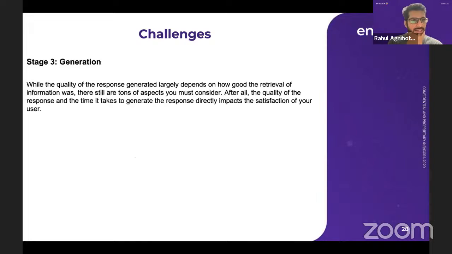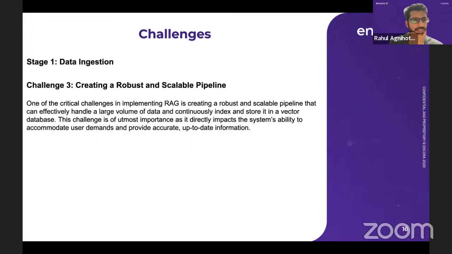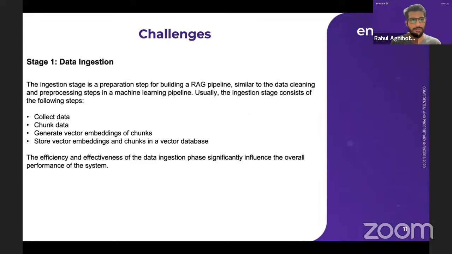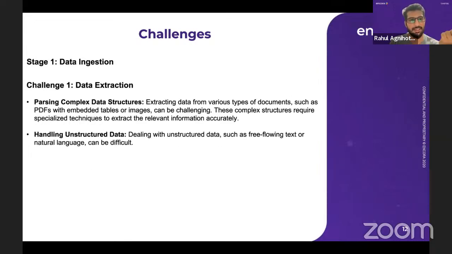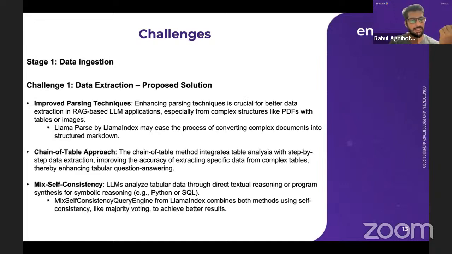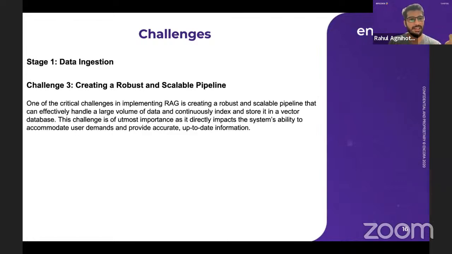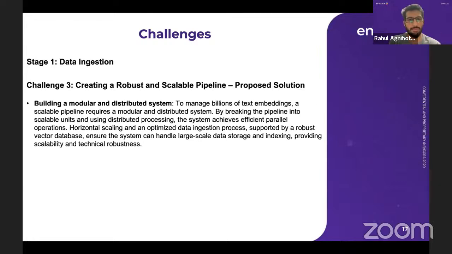Let's go back and look at what we have covered. There are three parts of the RAG framework: data ingestion, retrieval, and generation. In data ingestion, we saw a couple of challenges. Challenges can come at data collection, how we parse the documents, how we handle the input, how you're going to create the chunks, how you create the embeddings, how you're going to store it, and how scalable and robust your application is going to be, how you can always use a distributed system.